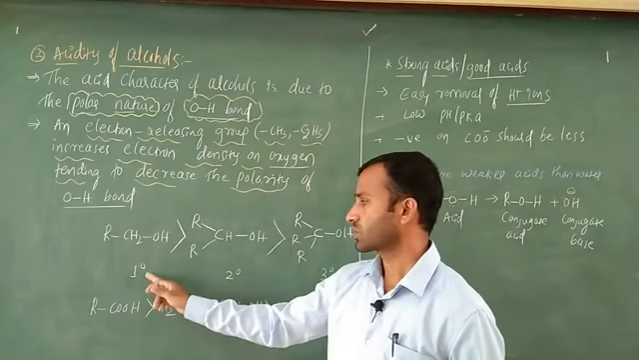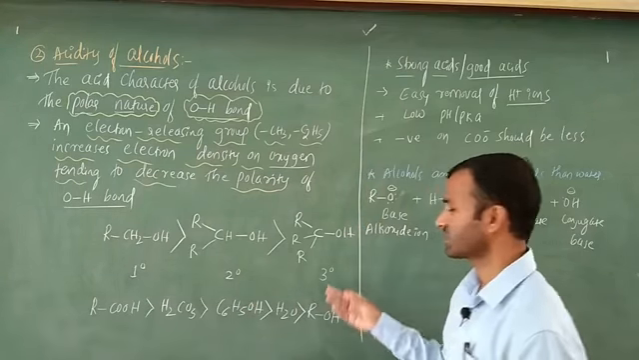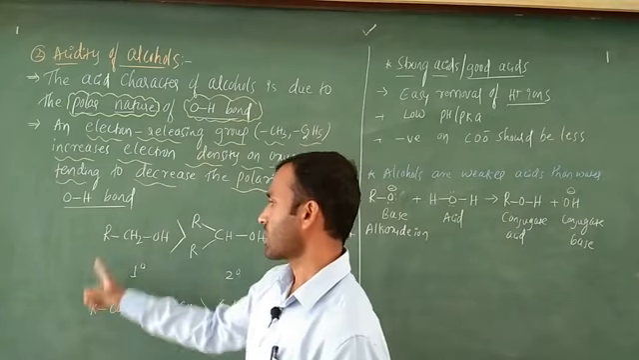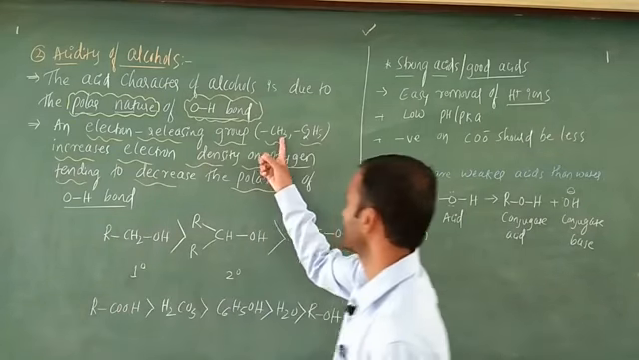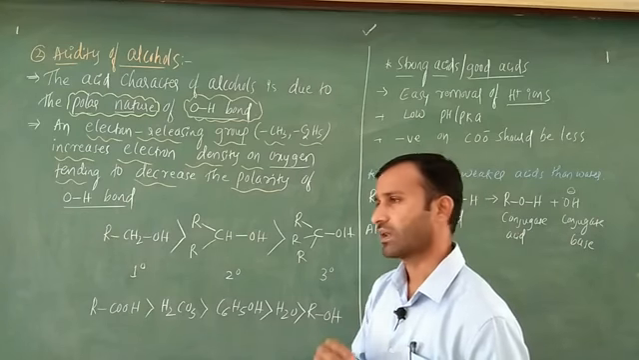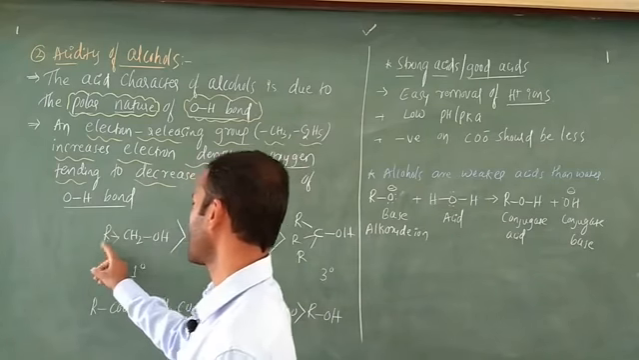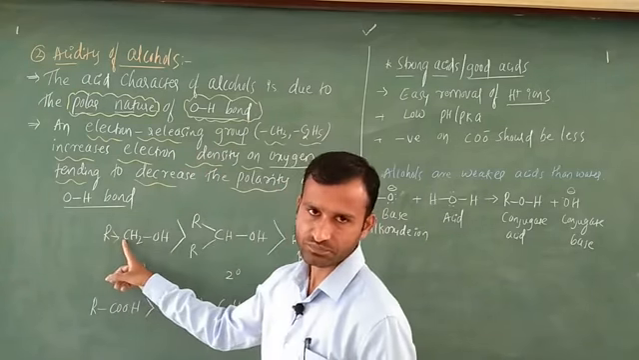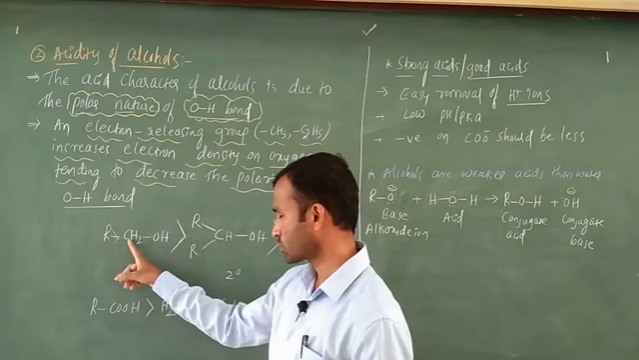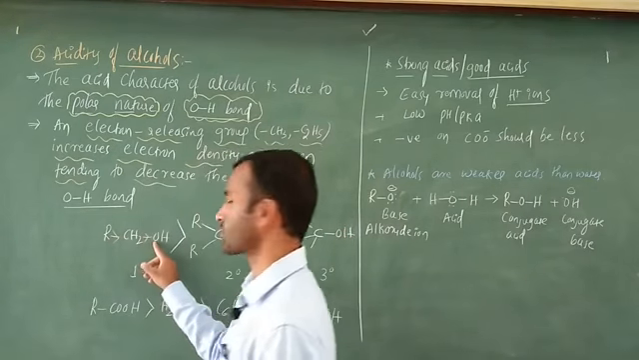The first one is 1 degree, we call it primary, this is 2 degree, secondary, and 3 degree indicates tertiary. Just see, this R may be a CH3 or a C2H5, which acts as an electron releasing or electron donating group. R can donate electron towards a carbon, this CH2 group. Again this CH2 can donate electron towards the oxygen.